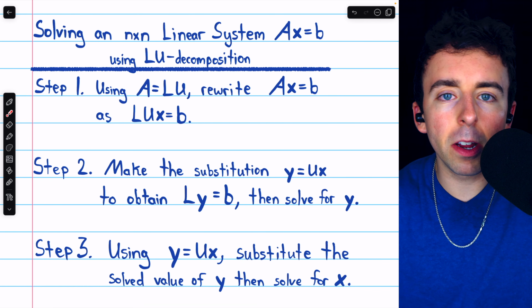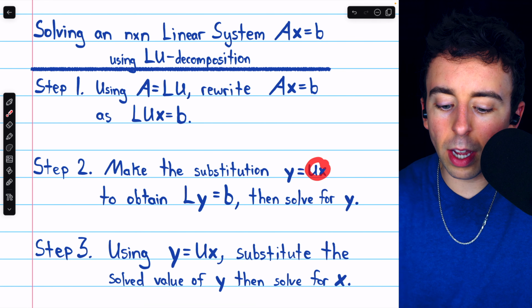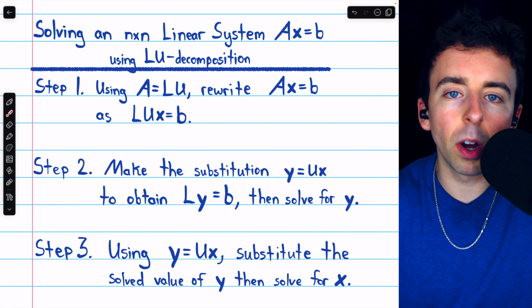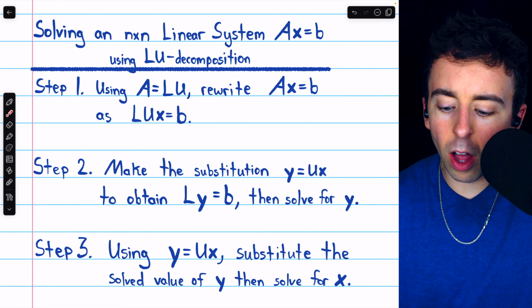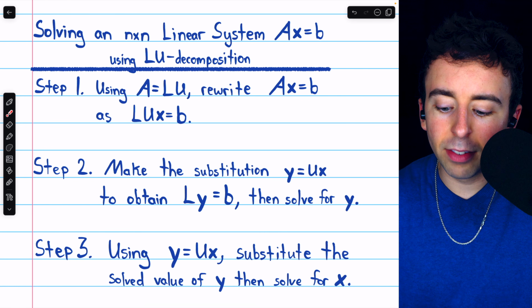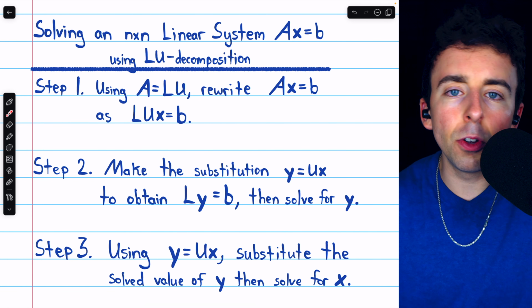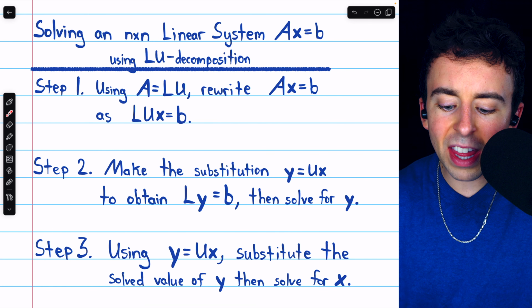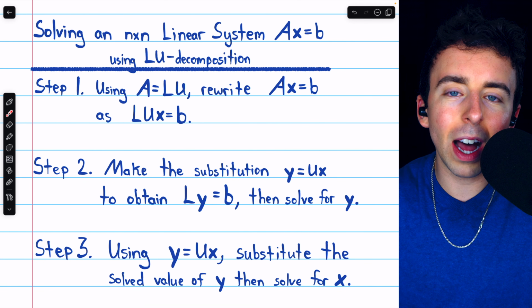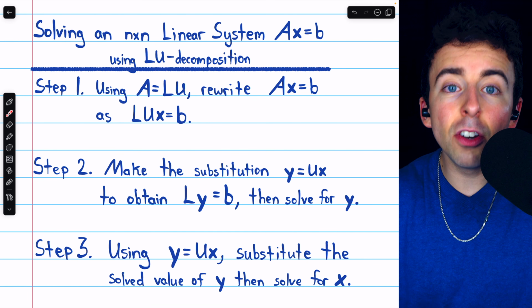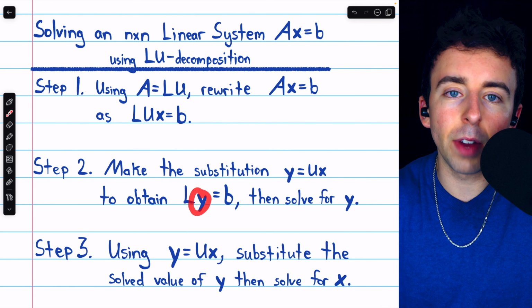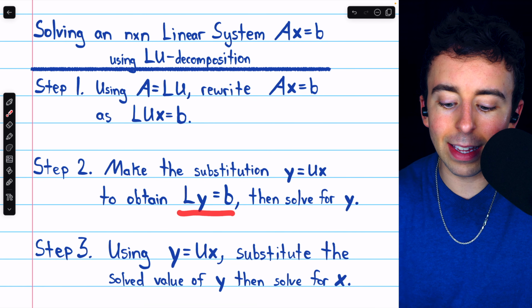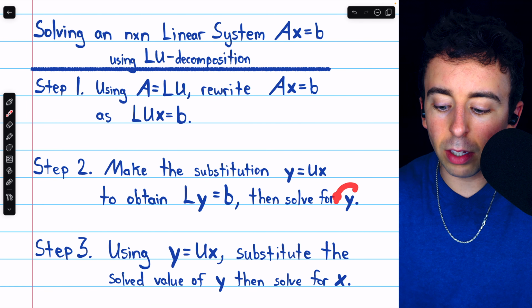Then we make a variable substitution. U times x is a 3x1 vector. We're going to call that vector y. So now y is like a brand new variable vector, and we're going to replace Ux in this equation with that new variable vector y. In this way, we get a new system where y is the variable vector, we have Ly equals b, and we can solve this for y.